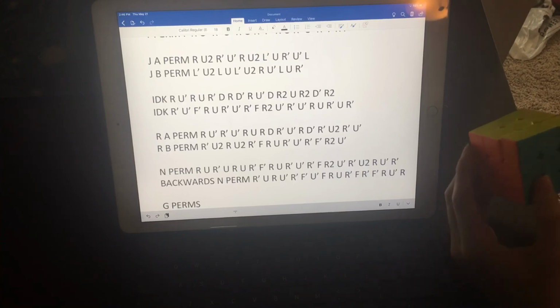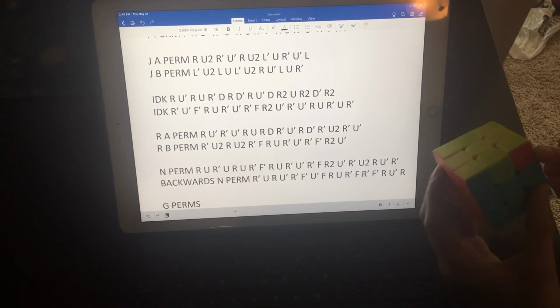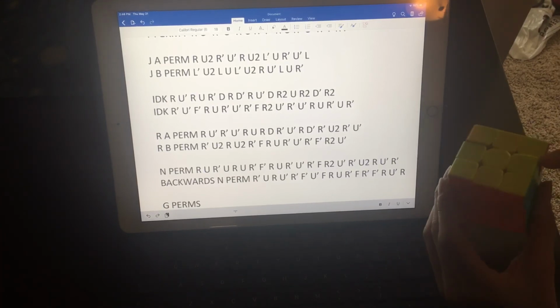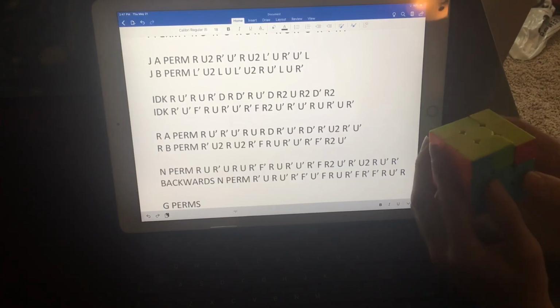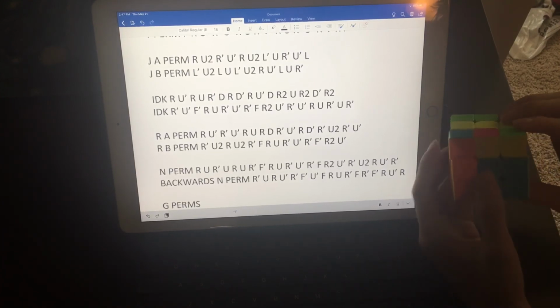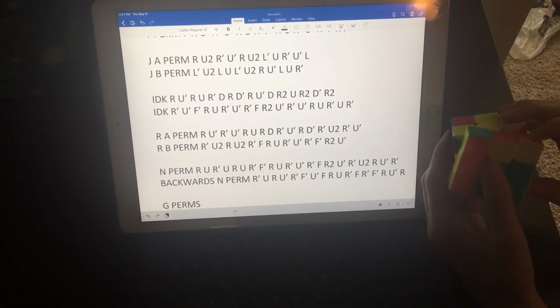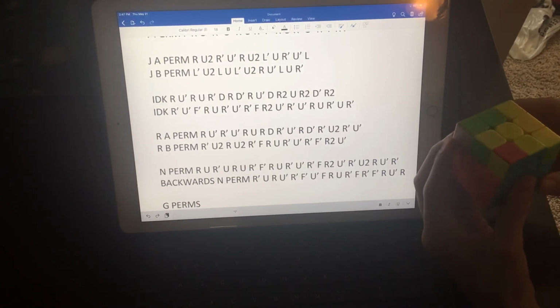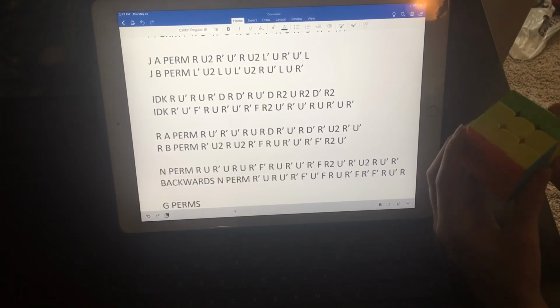Alright, this one is R prime, U prime, F prime, R, U, R prime, U prime. So it has a solved side, but these two are different, and these two are different. So this needs to go here, and this needs to go here. So they just need to swap places. The solved side will go on your left, and you do this algorithm. R prime, U prime, F prime, R, U, R prime, U prime, R prime, F, R2, U prime, R prime, U prime, R, U, R prime, U, R.